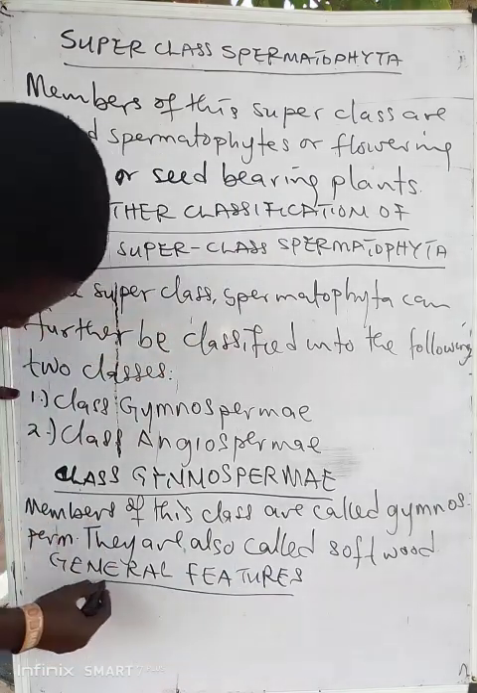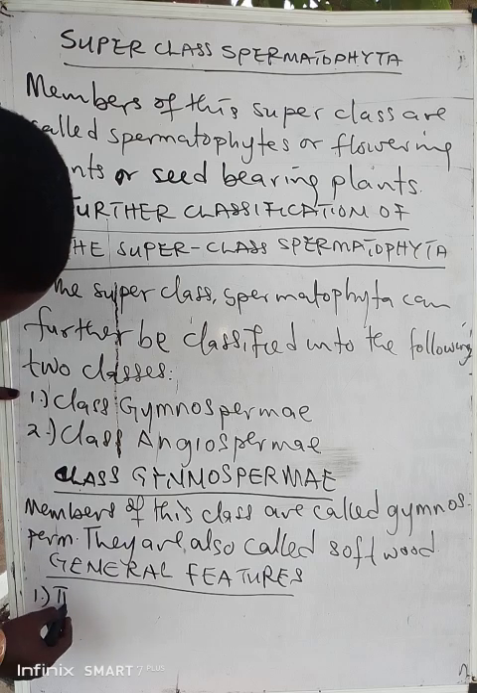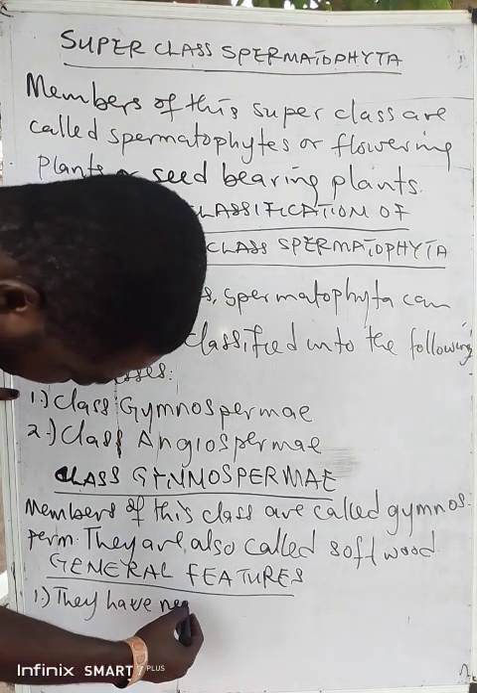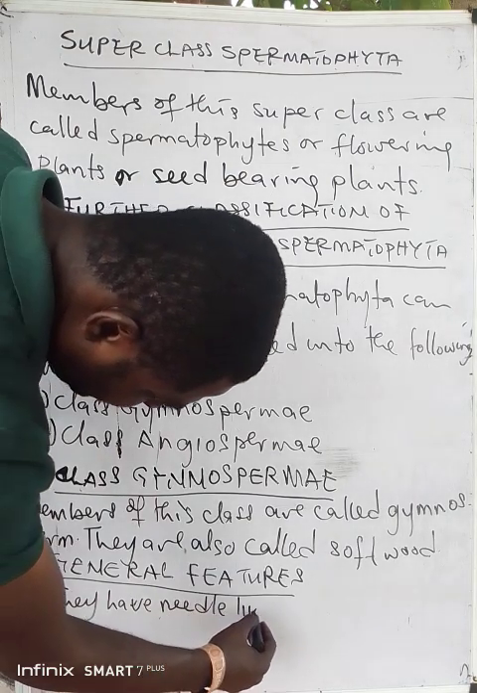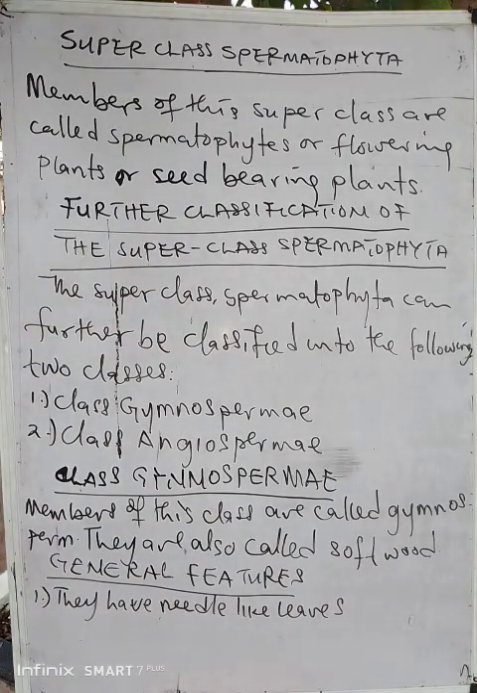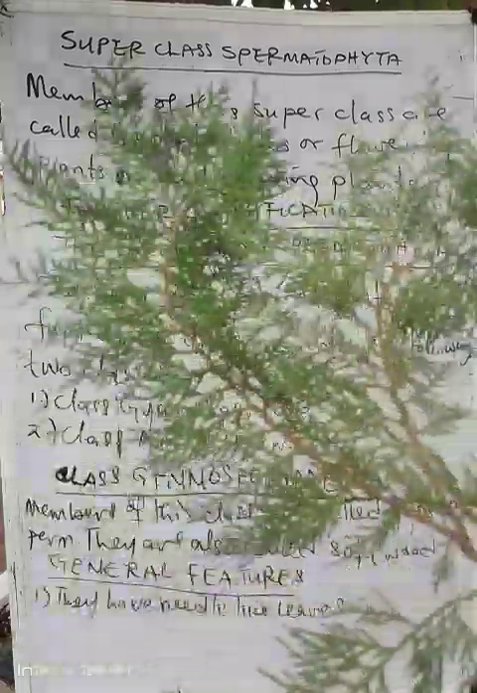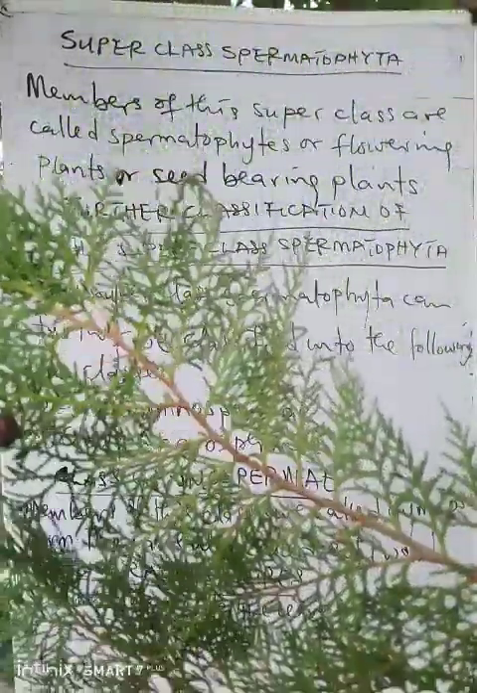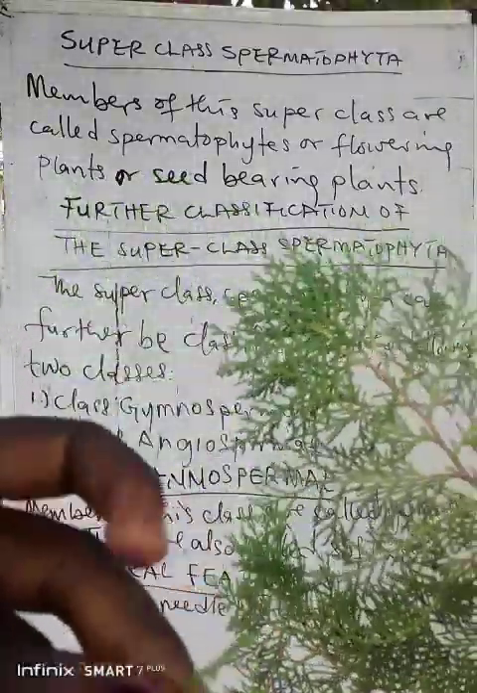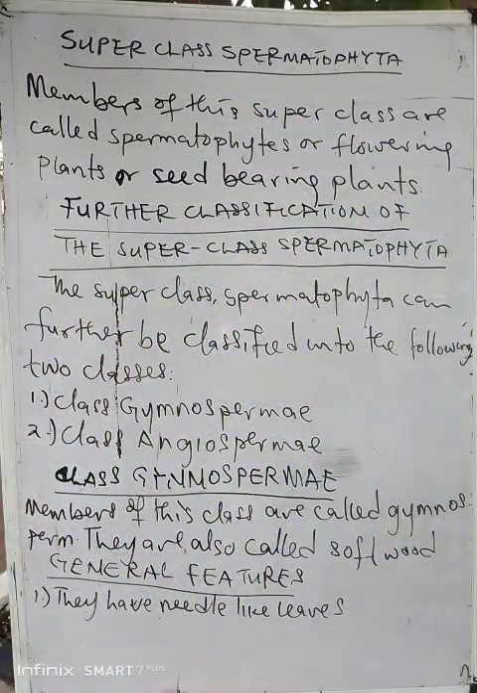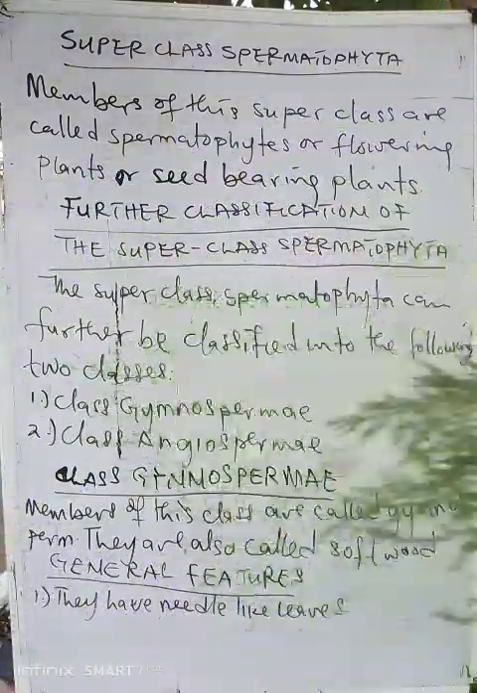Of these plants. Number one, they have needle-like leaves. Their leaves look like needle. So you are familiar with this one here. So look at the leaves here. They look like needle. You can see each of them looks like a needle. You have needle-like leaf. Can you see that? They are needle-like. Their leaves are like needle.